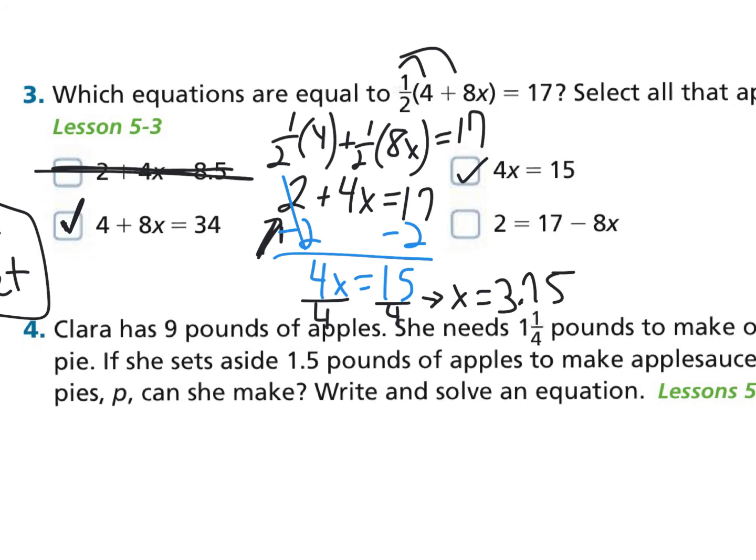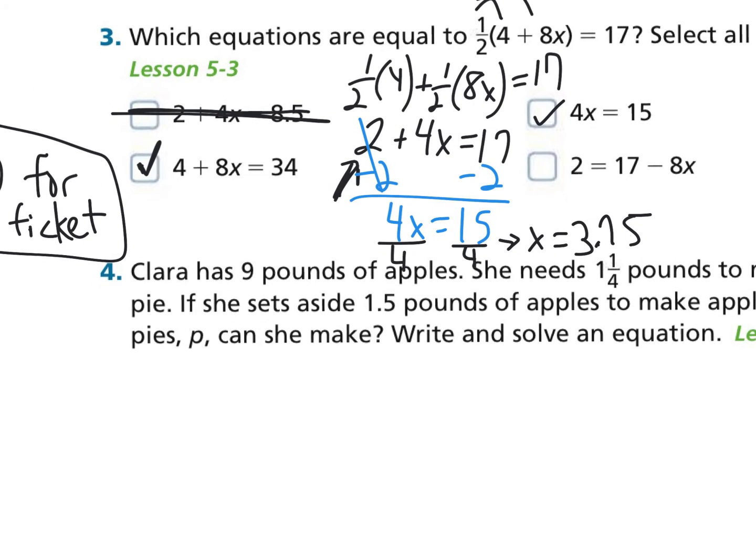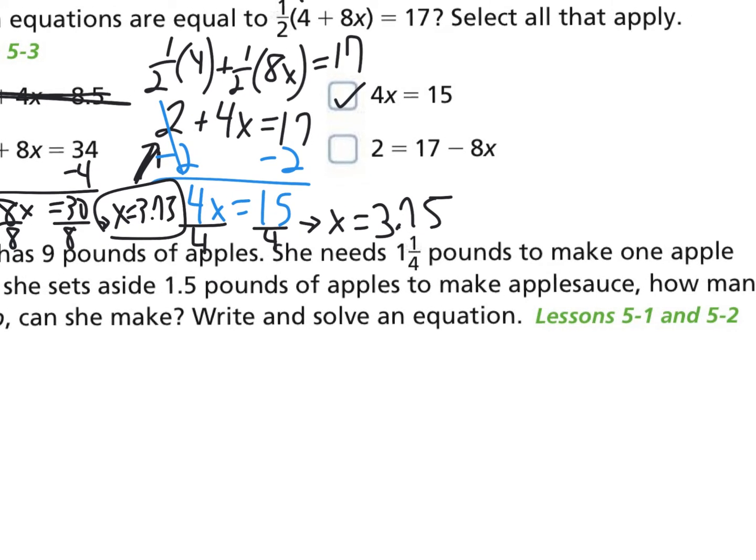And what you could do then, like say for example this equation here that we said worked, you could say, well, if I subtract 4 and then I divide by 8, what's going to happen is you would get 3.75. So that would be another way of checking it. If it's in a different format, you could solve it, and then if it equals the same value for x, then it would be fine. If it doesn't, then it wouldn't be.